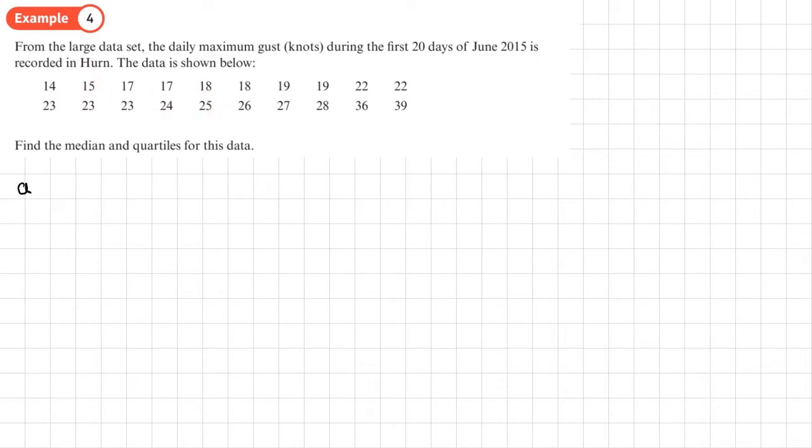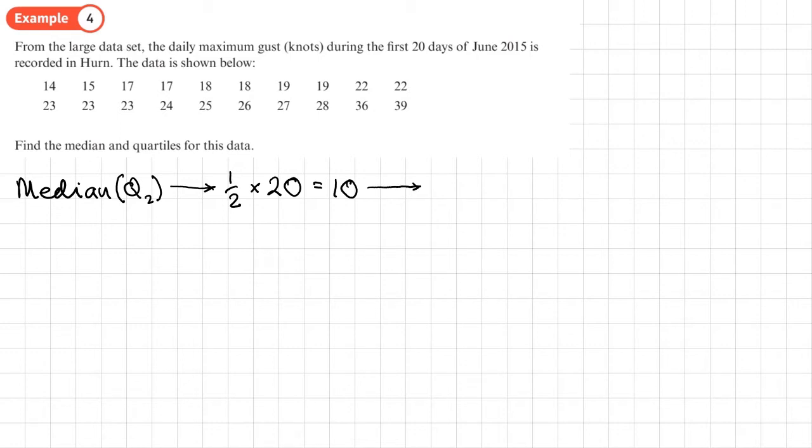So let's start by finding the median. Now the median we know we call Q2. So what do we need to do? We need to change the median to a fraction, that's a half, and times it by the number of data items, which is 20. So half times 20 is 10. Because that's a whole number, that tells me that the median is, this is the position of the median, not the median itself, between the 10th and 11th value.